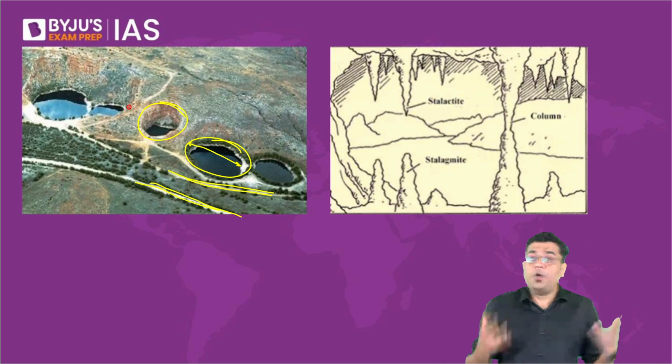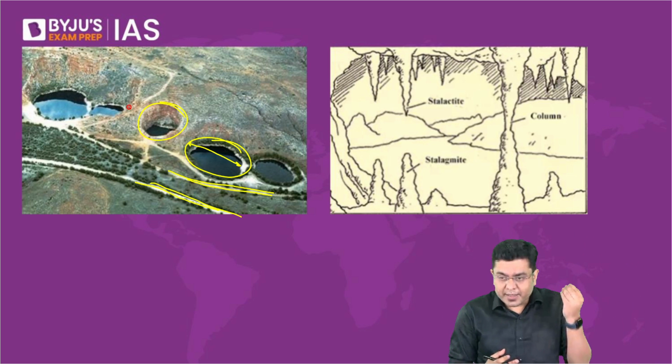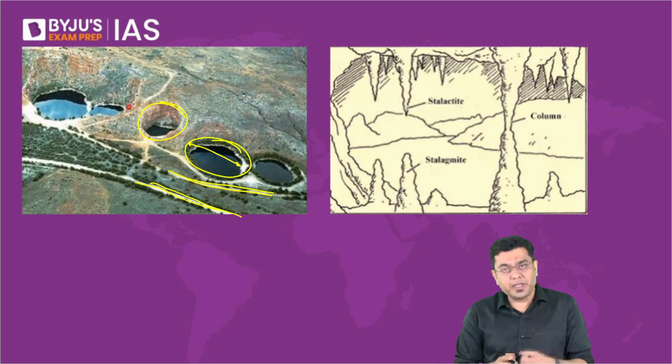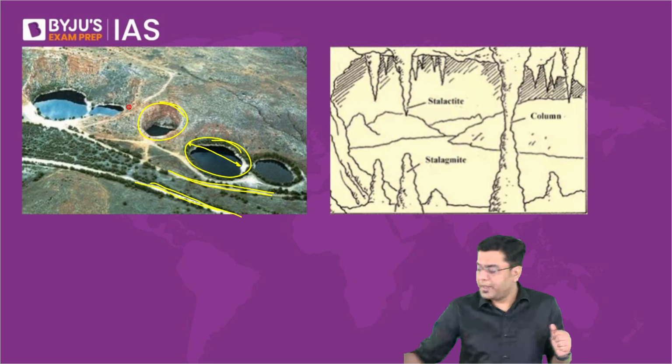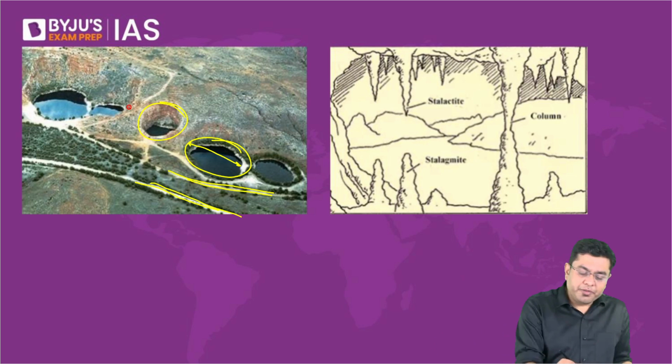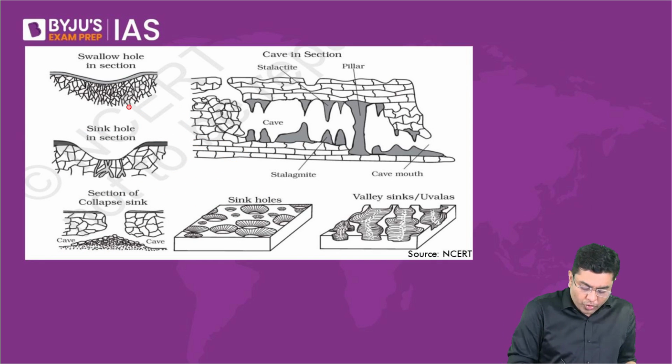Okay, so how is it created? It is created slowly and steadily as the materials get dissolved and are then taken downwards, right? So that is how, initially, a sinkhole gets created. Here is your creation of a sinkhole.